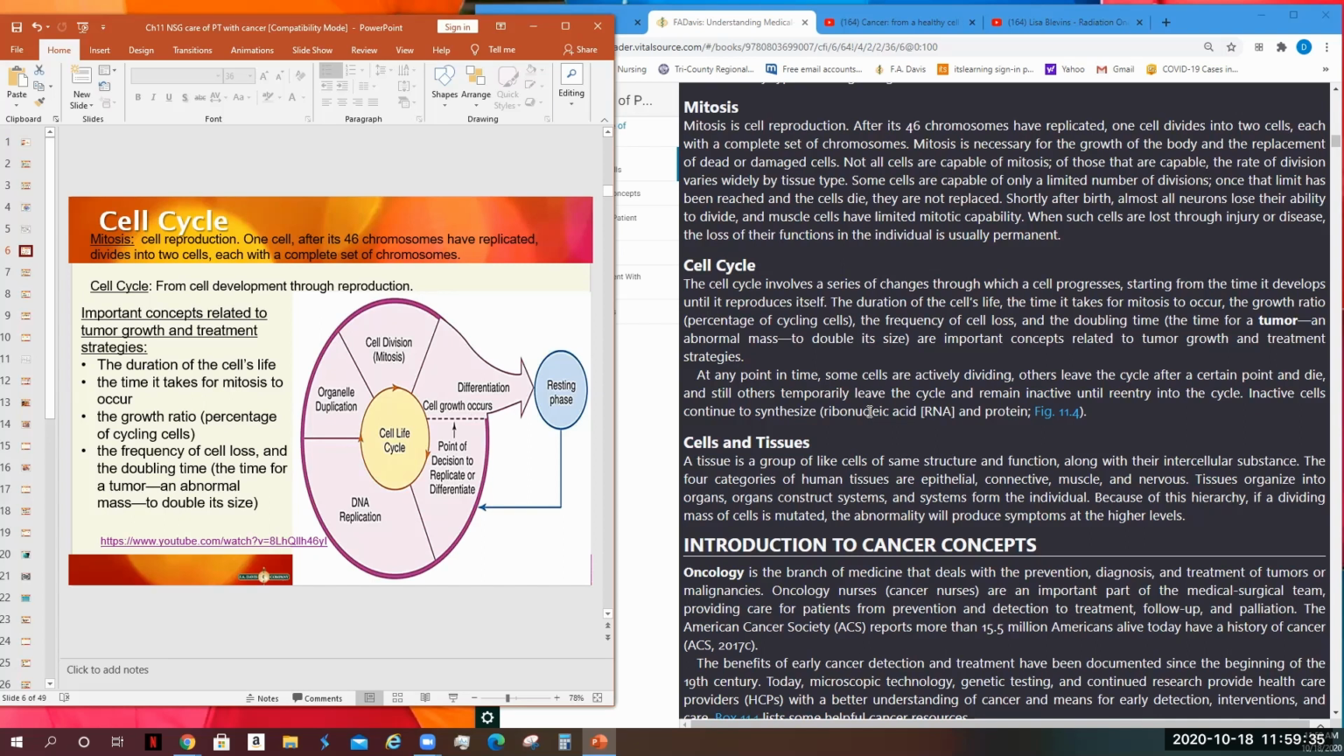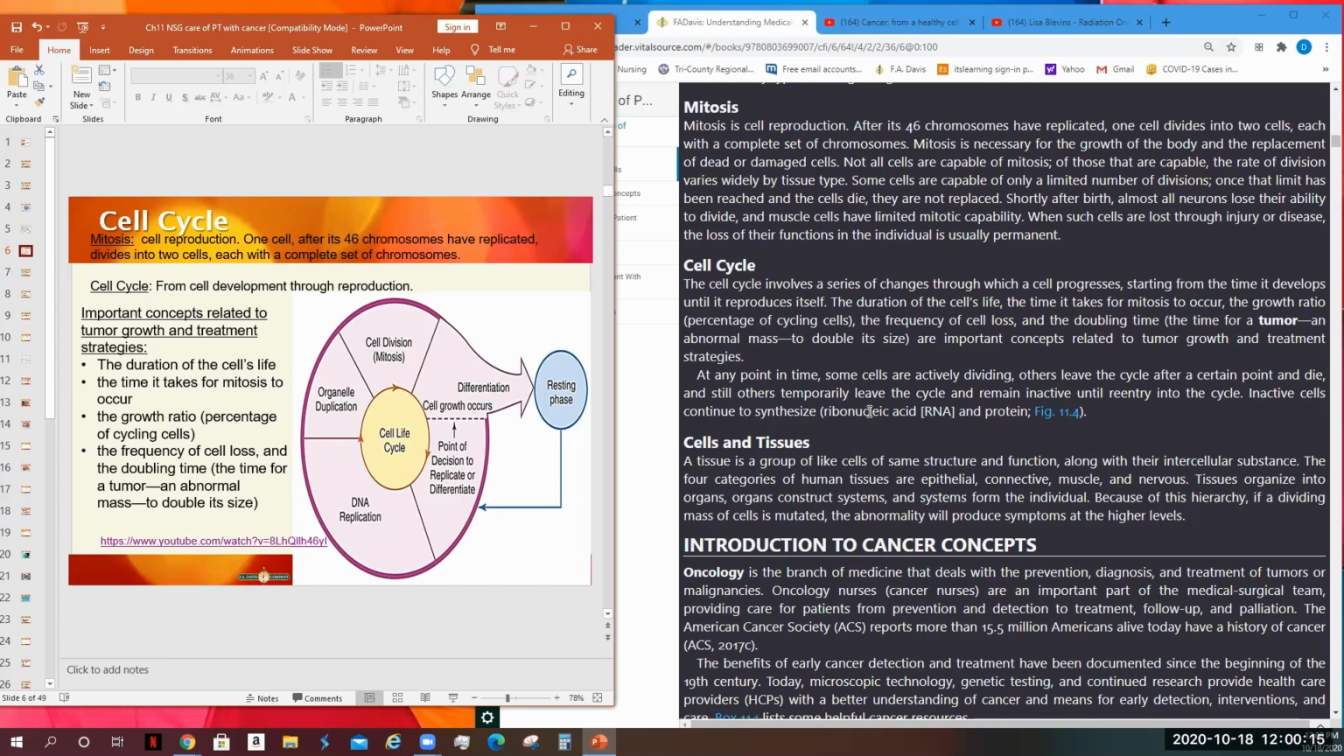Cell cycle. The cell cycle involves a series of changes through which a cell progresses, starting from the time it develops until it reproduces itself. The duration of the cell's life, the time it takes for mitosis to occur, the growth ratio, the percentage of cycling cells, and the frequency of cell loss and the doubling time, the time for a tumor, an abnormal mass, to double its size, are important concepts related to tumor growth and treatment strategies.